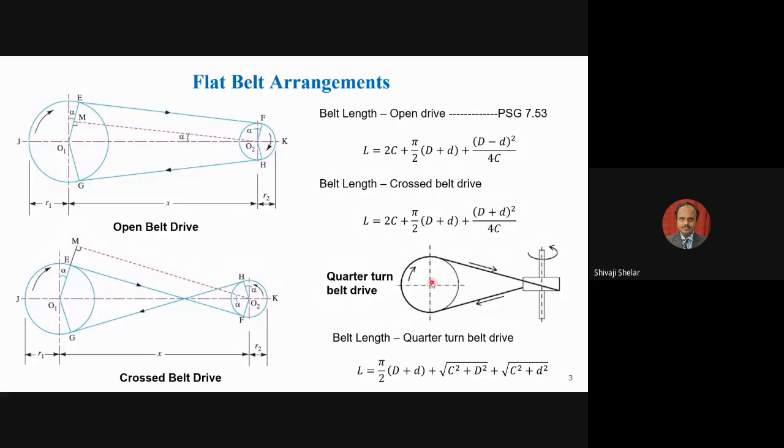So to join these two arrangements, the flat belt mechanism is used such that you can make a quarter turn of your belt. So this is called quarter turn belt drive.